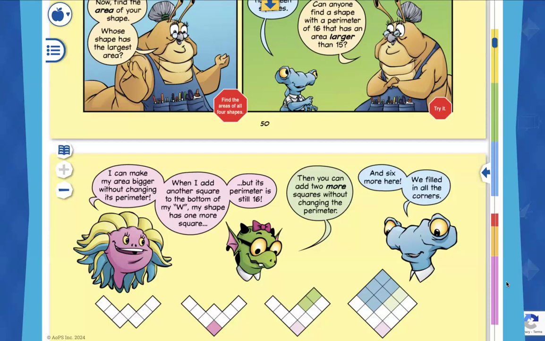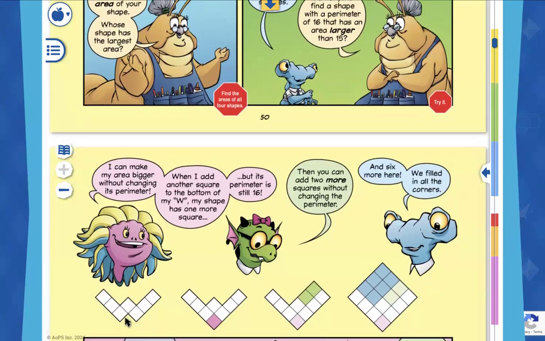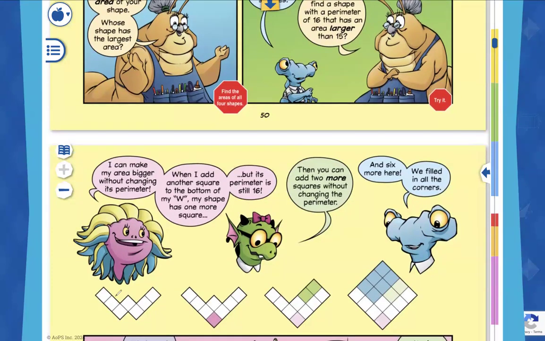I can make an area bigger without changing its perimeter. When I add another square to the bottom of my W, my shape has one more square, but the perimeter is still 16. Good job. Did you see that, guys? The perimeter did not change. Instead of this one, they added a square here. It did not change the perimeter because that became this. So the area became one square larger.